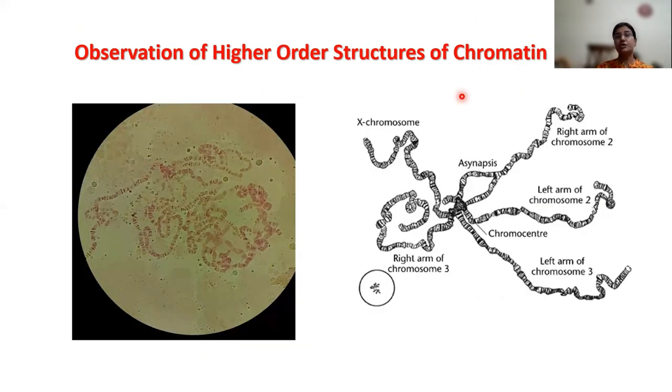Another aspect of Drosophila as a model organism is the observation of higher order structures of chromatin. Now, Drosophila melanogaster has a huge, or what we say a giant, chromosome in the salivary gland during the third instar stage. This is known as polytene chromosome. This is a preparation of a polytene chromosome by one of my students in Deshbandhu College. And you can see here a very beautiful display of polytene chromosome from the Drosophila larvae.